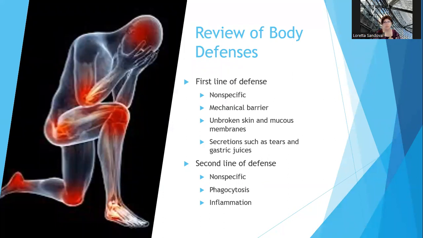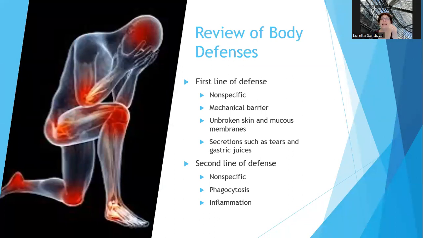So talking about our body defenses, we're going to talk really specifically about this in chapter 7, but just a review of these. Our first line of defense is non-specific, and it's a mechanical barrier. It's unbroken skin and mucous membranes, and our secretions in tears and gastric juices, which have things that break down microorganisms. So if you're keeping your skin and mucous membranes intact, that's a really good defense, our first line of defense.